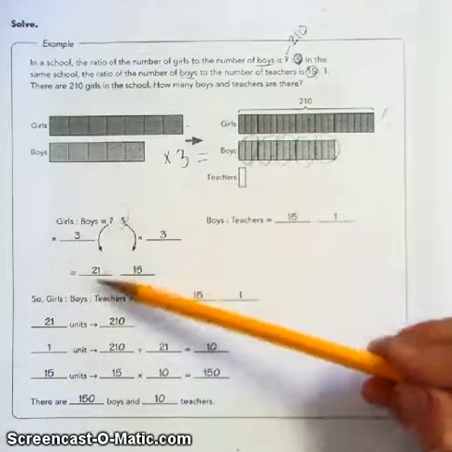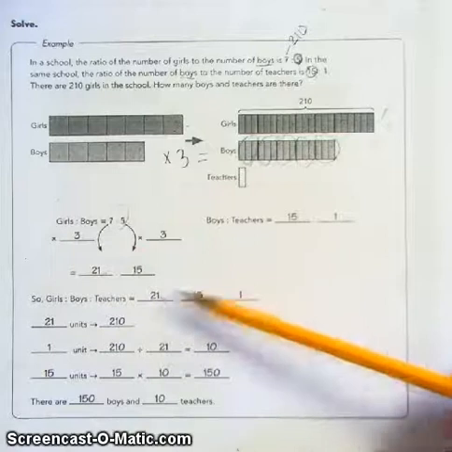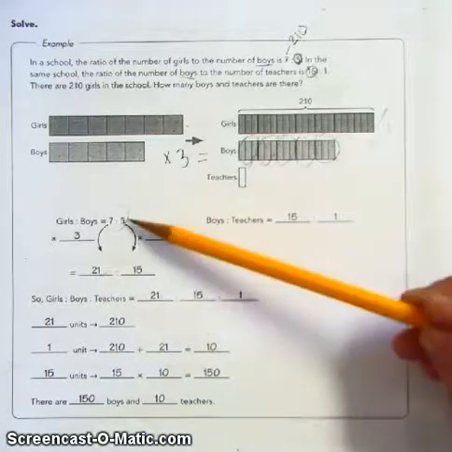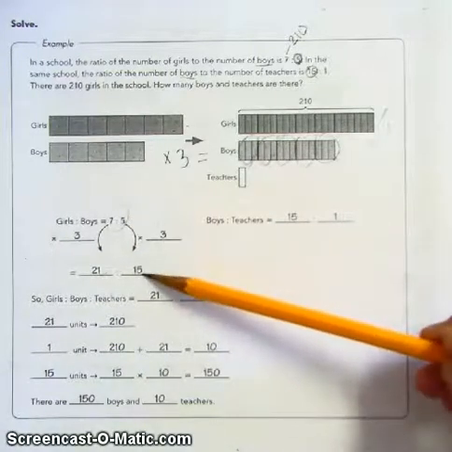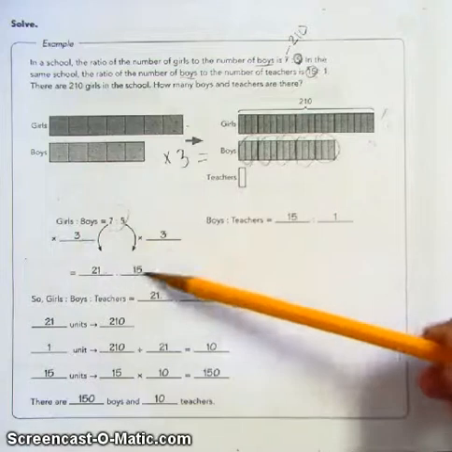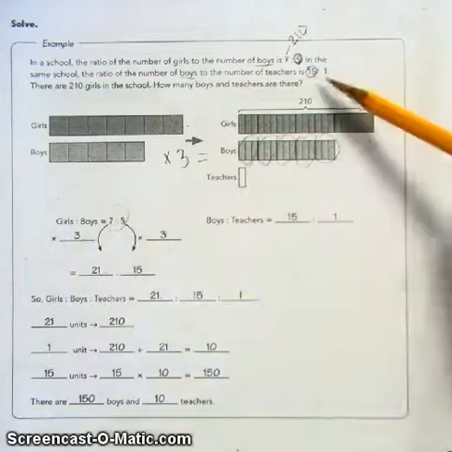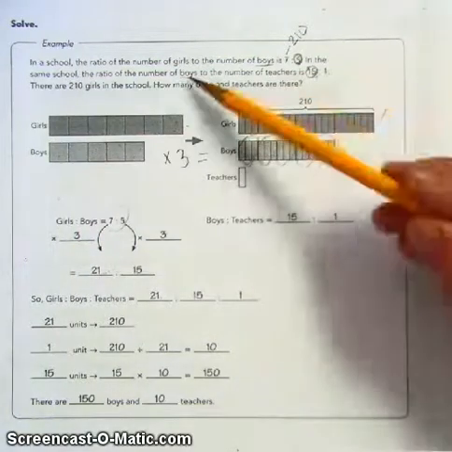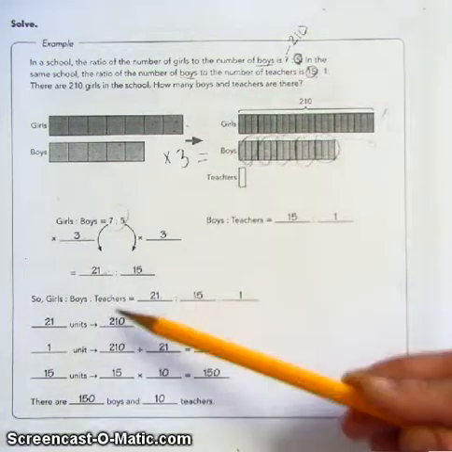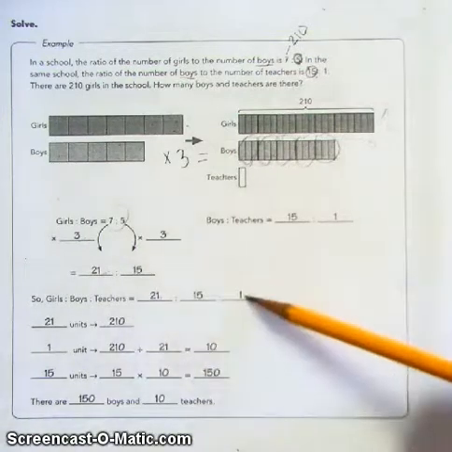Right here we took our 7 times it by 3 to equal 21. Our boys would be 15 because we took our 5 times it by 3, which is what we times over here as well, and made it 15. And it says right up here that boys would be 15 and teachers would be 1. So we know our teachers are 1.